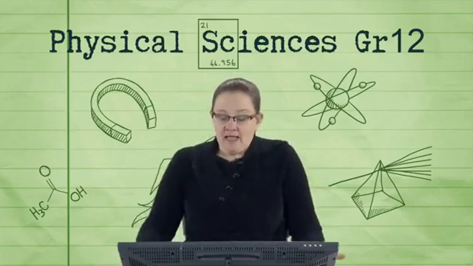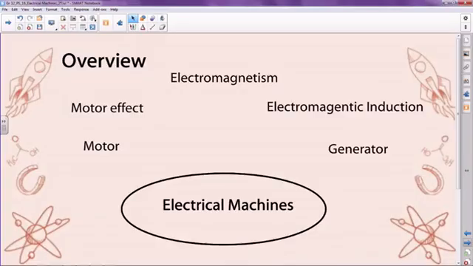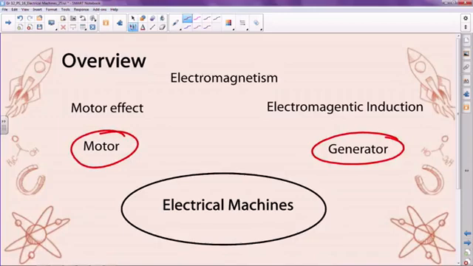Okay, so electrical machines, like I just said, are broken down into 2 types. So we have our motors and we have our generators. Now, they all come down from the concept of electromagnetism, which you did in grade 11. And remember, electromagnetism, the first part of that is the fact that if I have a current in a magnetic field and there's a change in the magnetic field, the conductor or the wire will move. That's the motor effect. That's what we use when we look at electric motors.